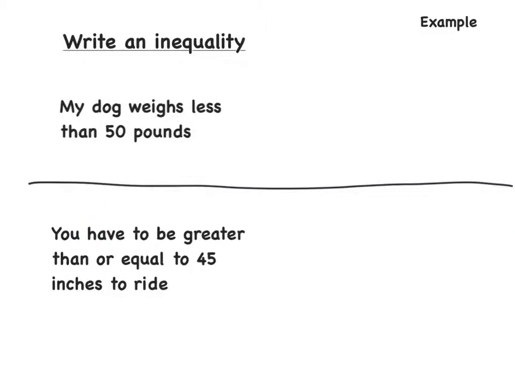So now we have some inequalities that we are going to write. This first example: my dog weighs less than 50 pounds. So we have the dog, and we have 50 pounds. Now we need to draw the less than sign. So the dog is less than 50 pounds. This is our inequality.